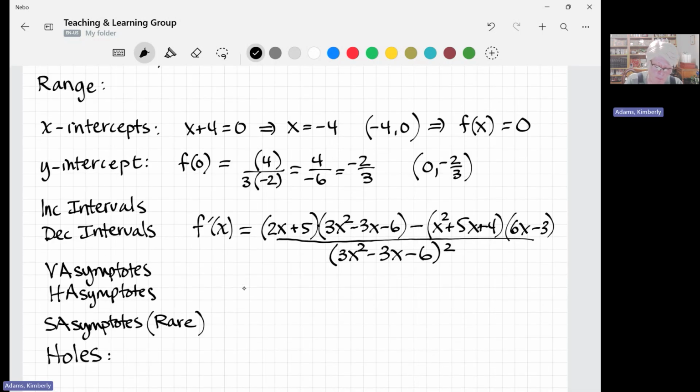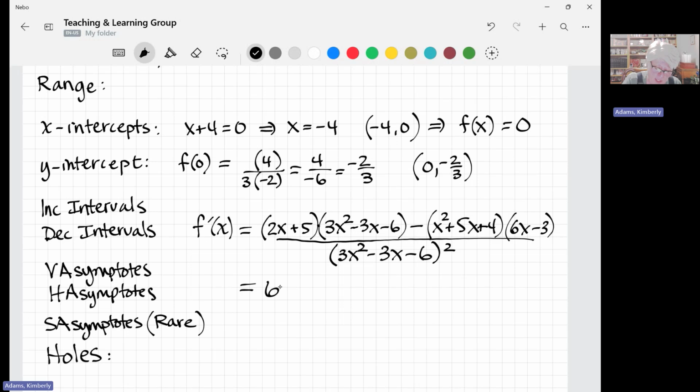And I would divide the entire thing by the denominator squared. Now, I need to clean up the numerator. I'm not worried about the denominator very much because it's strictly positive. For any value of x, when I square it, it stays positive. So I'm not going to worry about the denominator right now. I'm going to focus on the numerator. Okay. So I'm going to distribute.